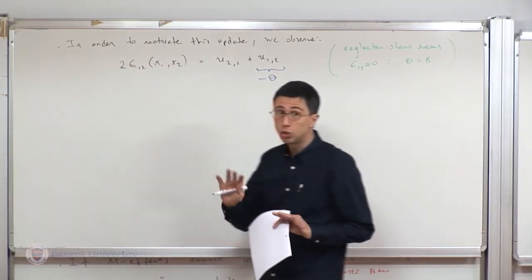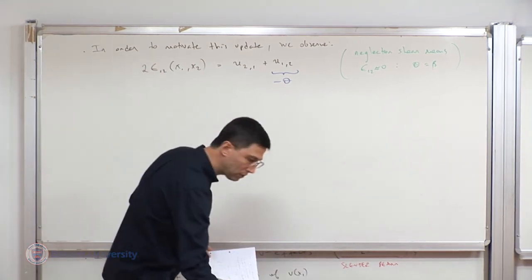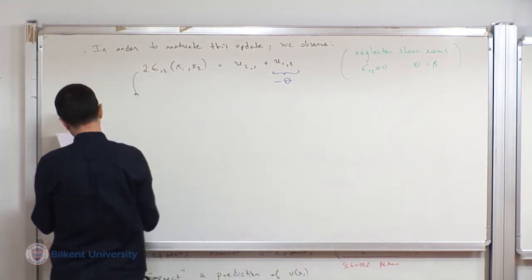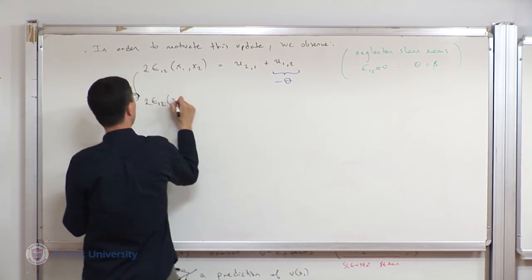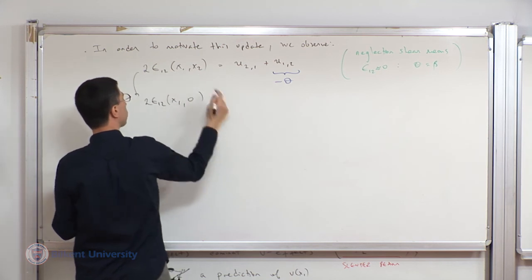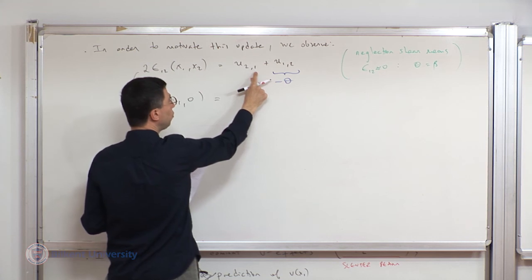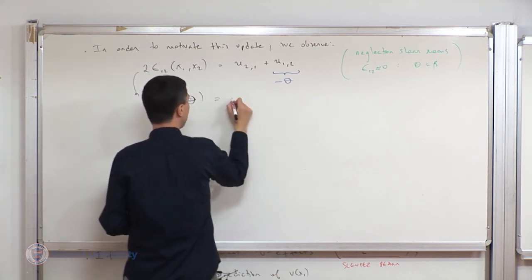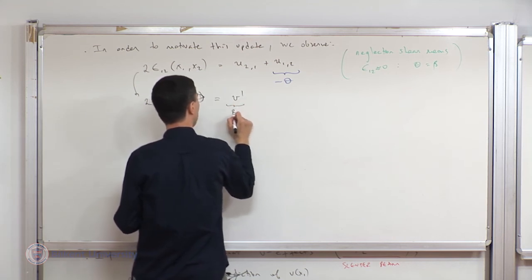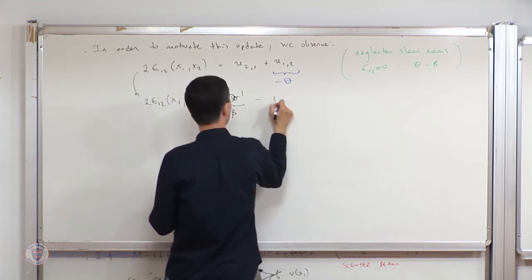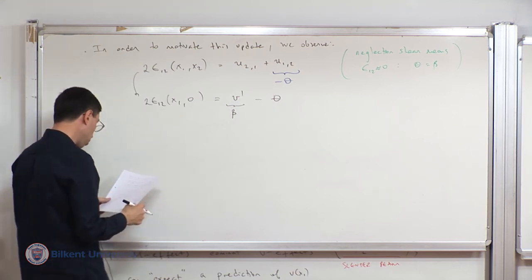Okay, but now I don't want to neglect shear. I want to somehow take that into account, right? So what I will do is I will first evaluate this quantity on the neutral axis. And when I evaluate u2,1 on the neutral axis, it's by definition what we defined as v prime, and that's equal to beta. And so beta minus theta is equal to 2 times the shear strain.